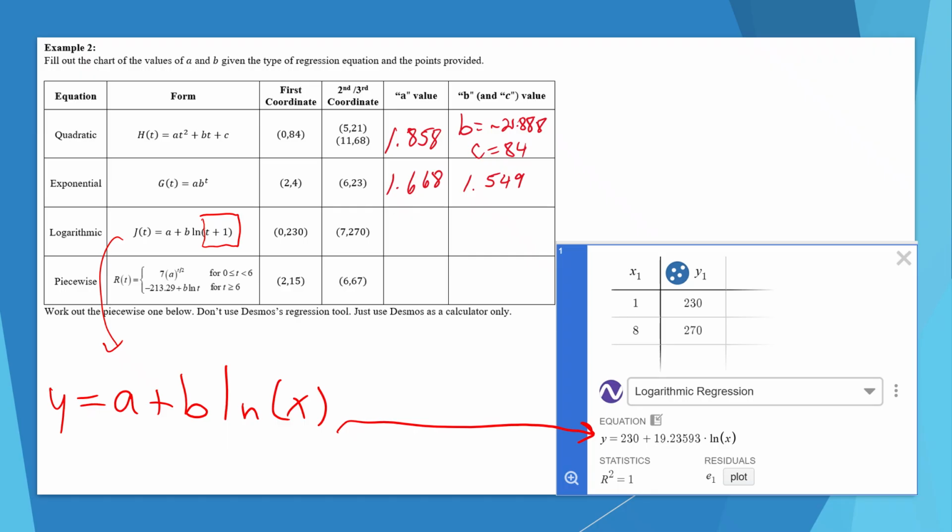both points. So you should plug in 1 comma 230 and then 8 comma 270 to get A as 230 and B as 19.236. So A is 230, B is 19.236, and that's our values of A and B there.